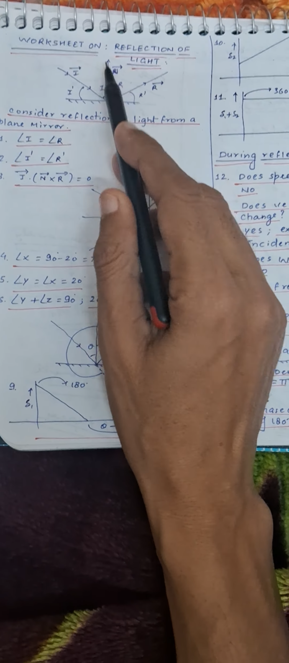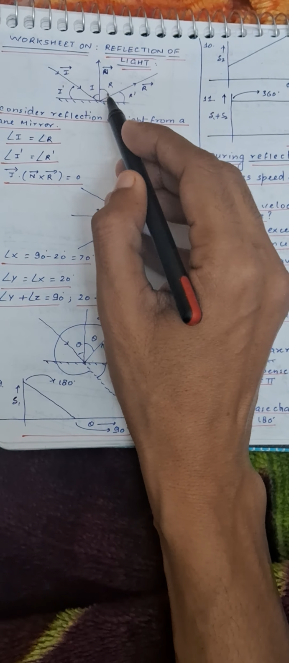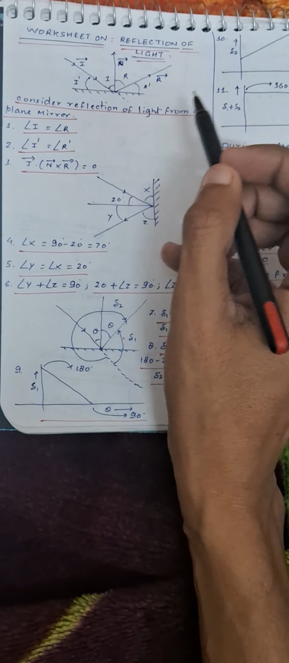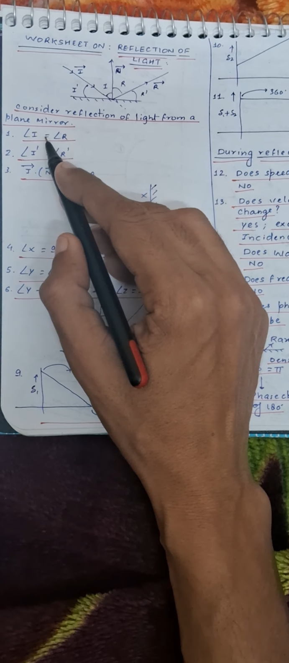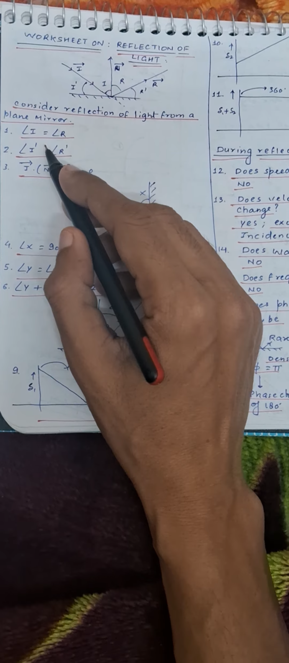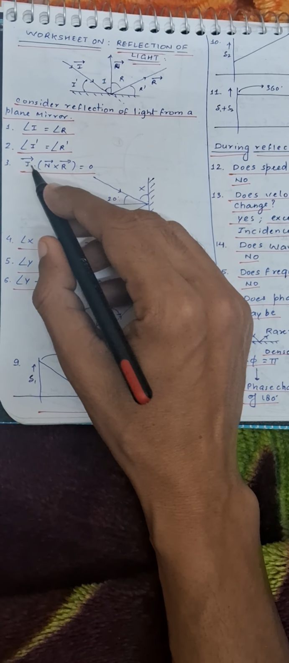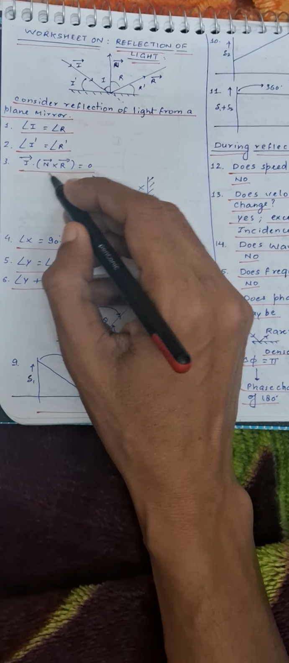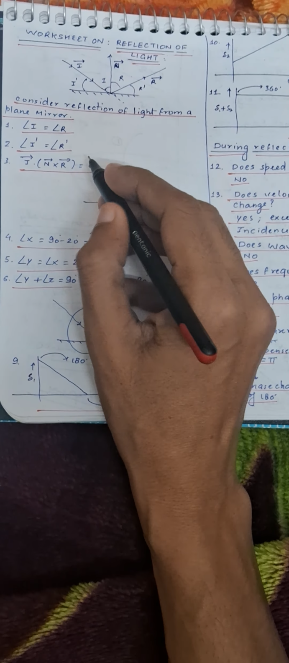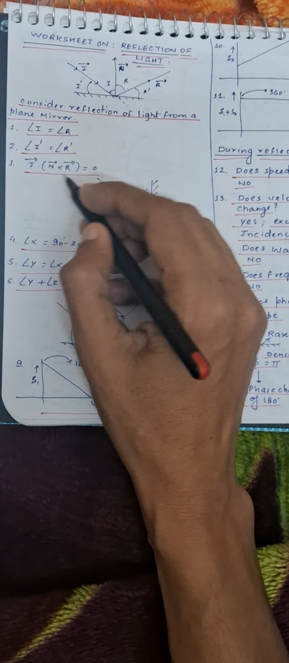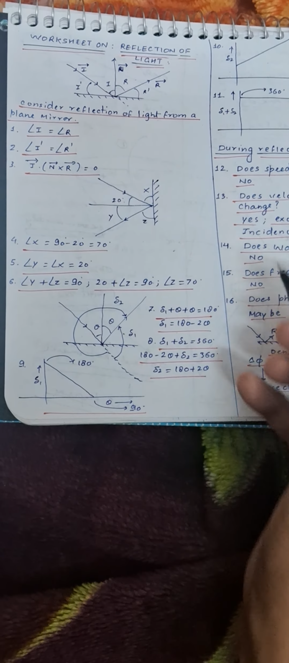Suppose this is a plane surface, this is the incident ray, this is the reflected ray, this is the angle of incidence, and the angle of reflection, I dash and R dash. Here, angle I is equal to angle R, and angle I dash is equal to angle R dash, and the dot product of vector I with n cross r is 0, because all three vectors are coplanar. So this is the vector condition for the incident ray, the normal to the interface and the reflected ray.